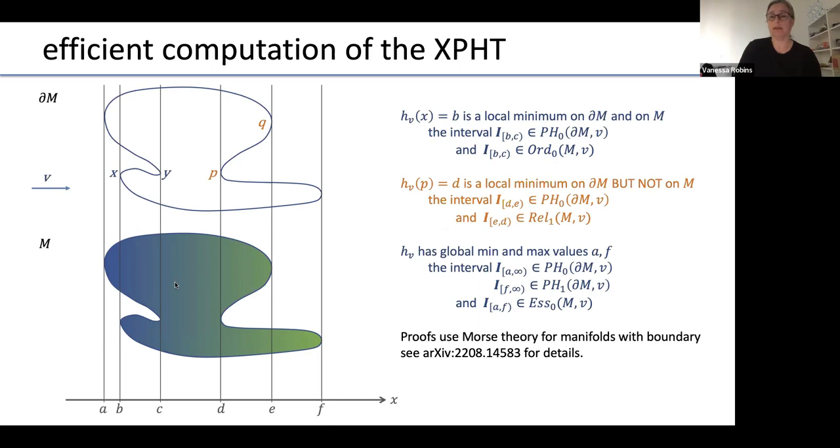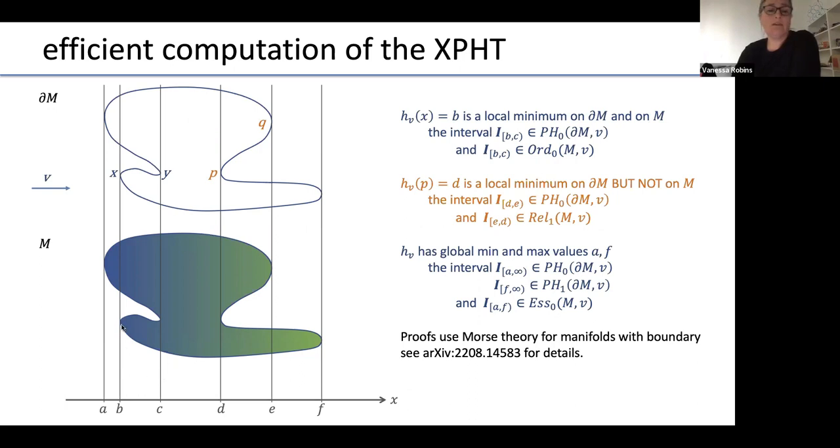But what does happen is, what's the difference between X and P? The critical difference here is that X is a local minimum on the boundary, and it is also a local minimum for M, the height function on M. Whereas P is a local minimum on the boundary, but it is not a local minimum with respect to M. Pretty trivial observation when you draw it out on the plane like that.